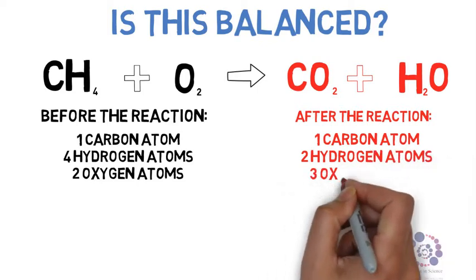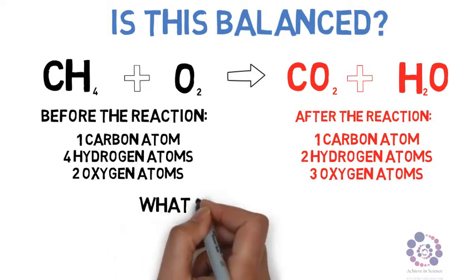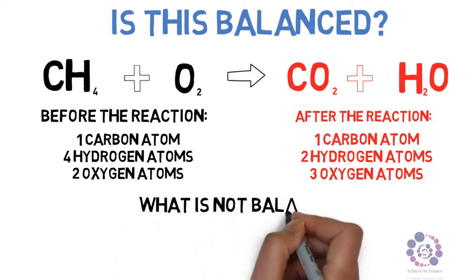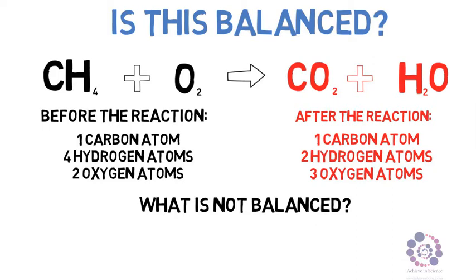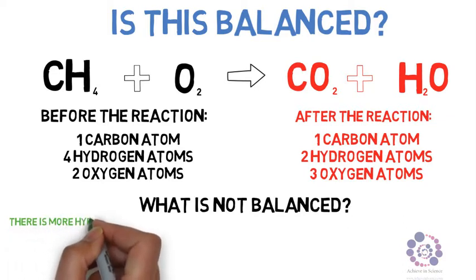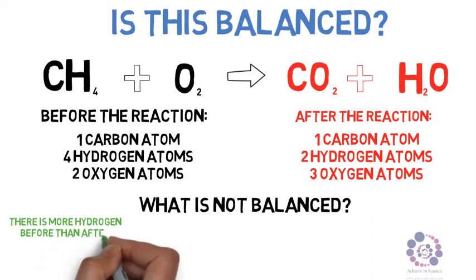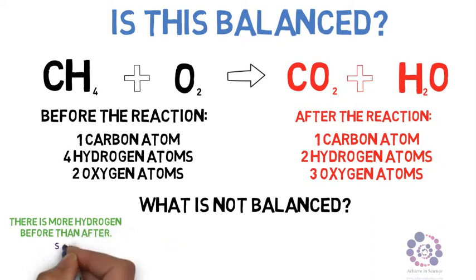Now the decision is, is this balanced? Well, there is the same number of carbons before and after, but there is more hydrogens before than there is after, so this is not balanced. So now we need to look at how we can balance it. So first of all, let's begin with the hydrogen. So before the reaction, there is more than we have after.